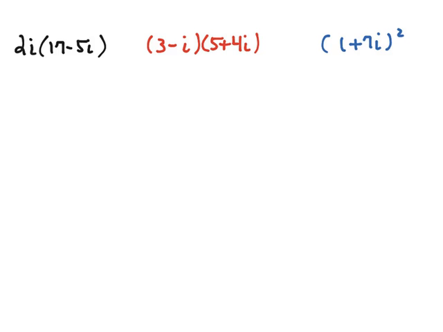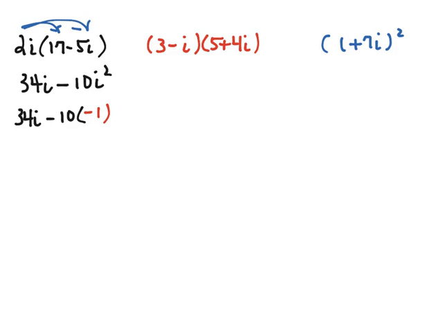To multiply with complex numbers, we just need to remember that i squared is equal to negative 1. So in the first example, we're going to distribute 2i times 17, which would be 34i, and then we're going to distribute the 2i times the negative 5i, and so that would give us minus 10i squared. But then we're going to recall that i squared is equal to negative 1. So our answer will be 34i minus a negative 10, which turns out to be plus 10.